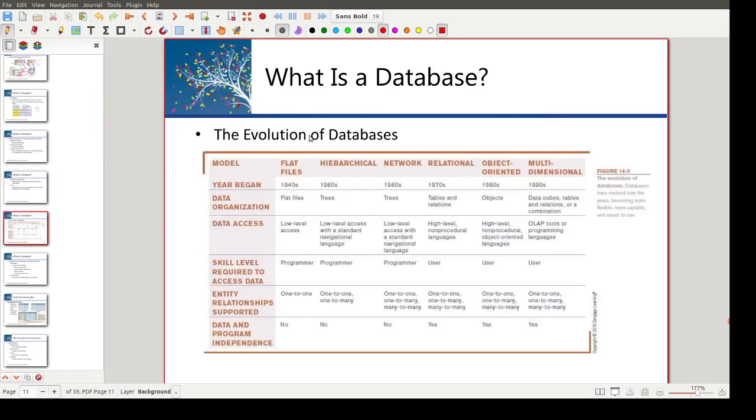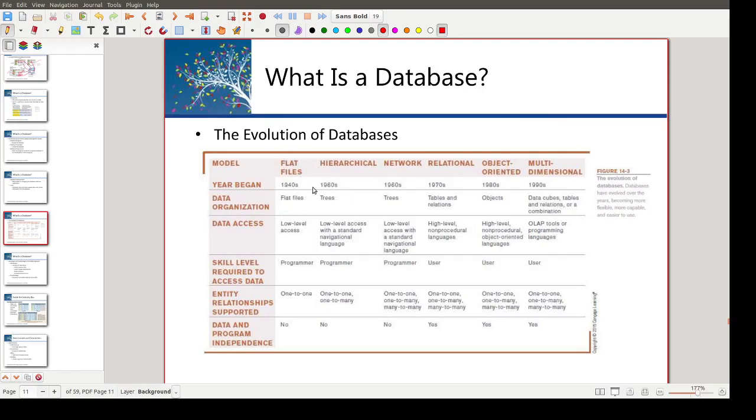So the evolution of databases started very early. The concept of a database is very important because you have data all the time. Every time you have large amounts of data, such as student enrollment or people who have subscriptions to some service, you have many types of data. So how can you store this data? At the very beginning, in the 40s, they used something called flat files.